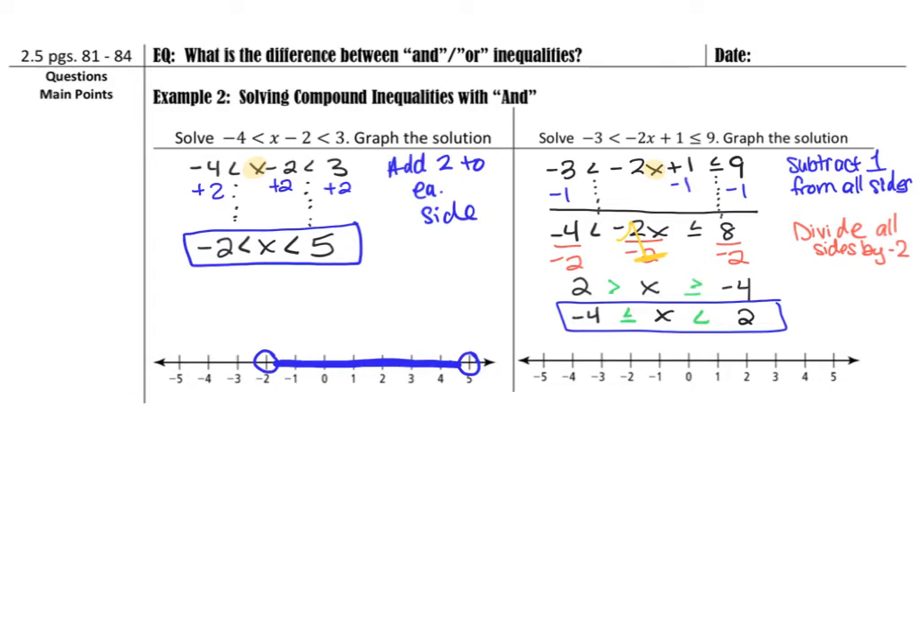So when we graph this one, we have a closed circle on negative 4. And then you're going to have an open circle on 2. And because it's an and inequality, you would shade in the middle to represent where these two graphs intersect.